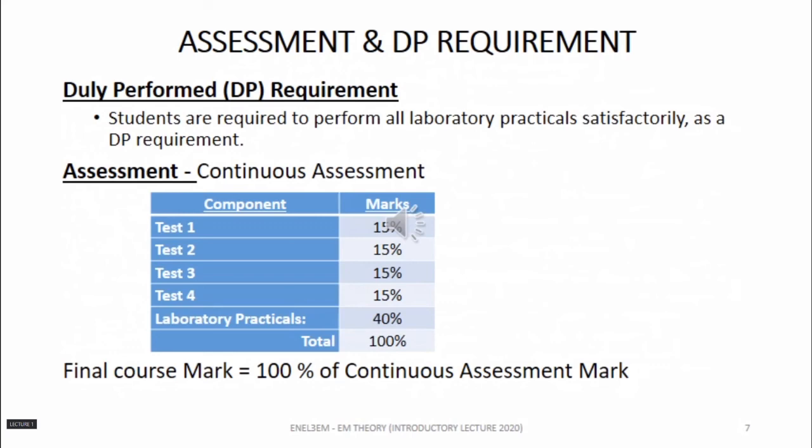Now, as far as assessment is concerned, we will not have an exam in this module. Instead, we will have 4 tests, and then we will have the 3 practicals. So the tests are allocated 15% of the marks each, and of course the 3 practicals are allocated a total of 40% of the mark. So we expect students to do all the practicals and do the 4 tests, and hopefully with that effort they'll be able to pass the module.